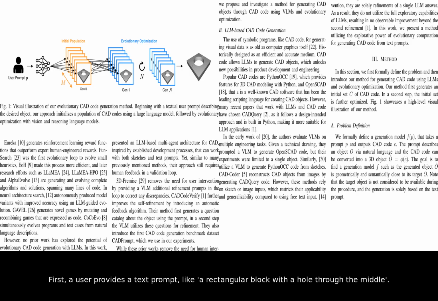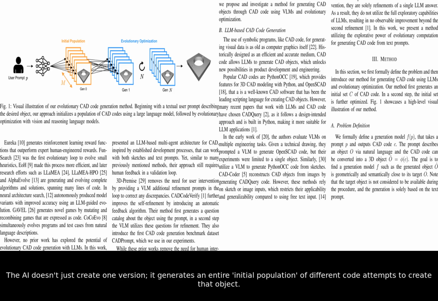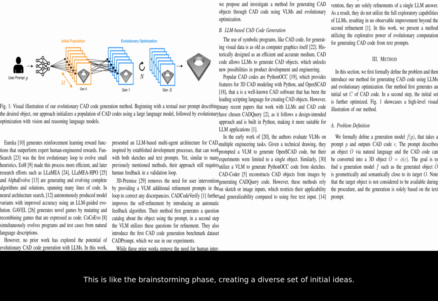First, a user provides a text prompt, like a rectangular block with a hole through the middle. The AI doesn't just create one version, it generates an entire initial population of different code attempts to create that object. This is like the brainstorming phase, creating a diverse set of initial ideas. From there, the system begins a process of evolutionary optimization to refine these ideas over several generations.